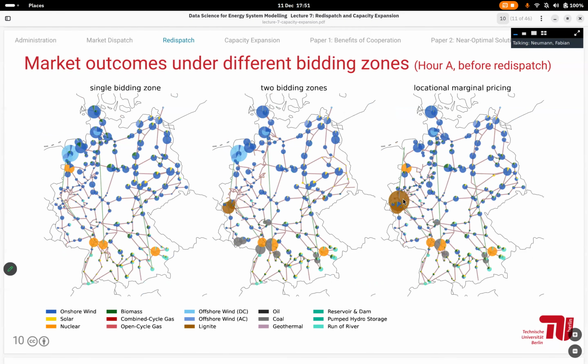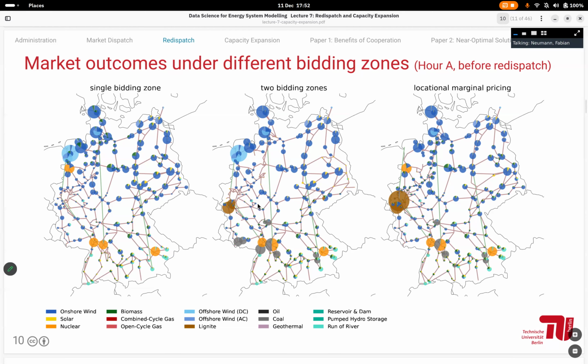So I brought here this SciGRID network that we looked at in the previous session, and brought here 3 different settings, 3 different market setups. So the first one here on the very left-hand side would be a single bidding zone like today. So I allow all the different regions to trade electricity, build a merit order, without considering any of the transmission bottlenecks first.